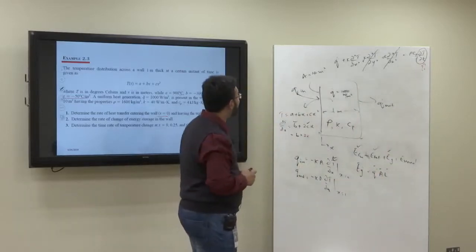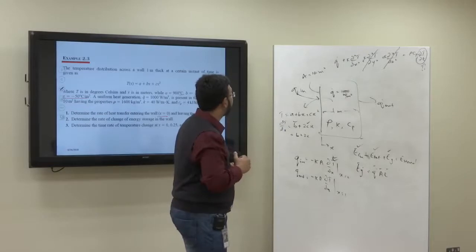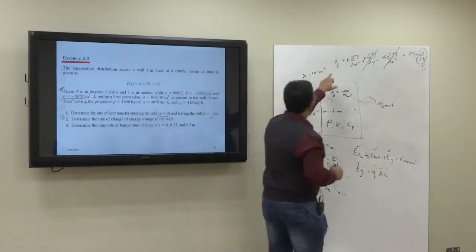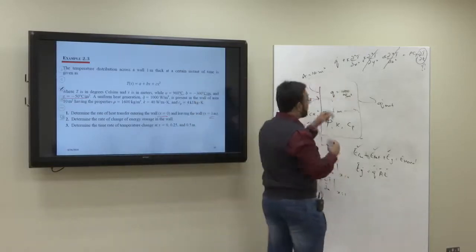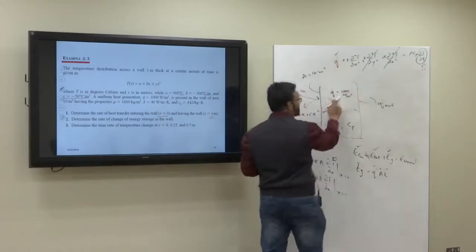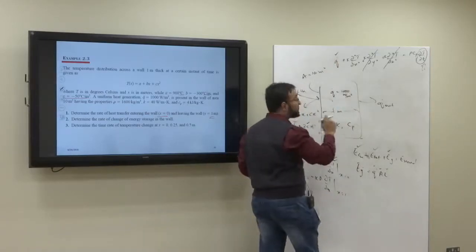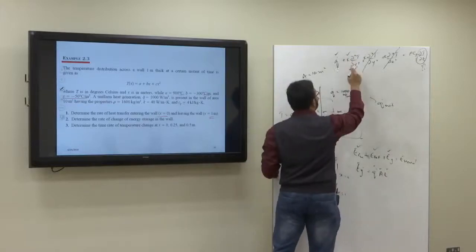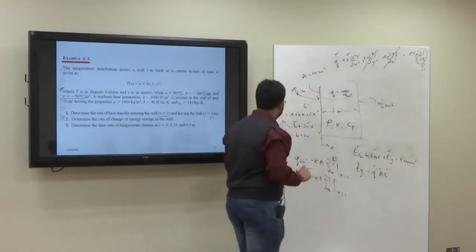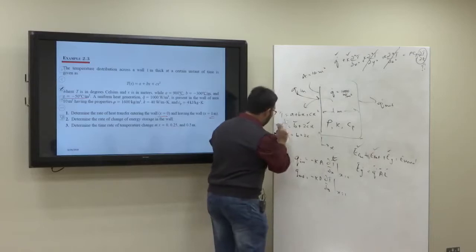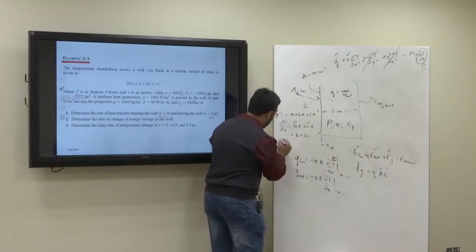So if we want to find this thing, Q dot is known, no problem in it. Q dot is known. This is exactly what we want. K is also known. ∂²T/∂x², can we find it? So we know dT/dx is this thing. So what will be d²T/dx²?